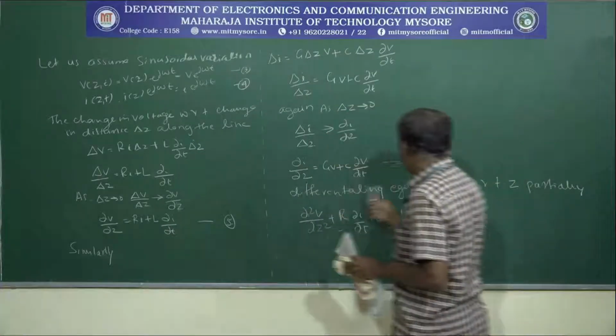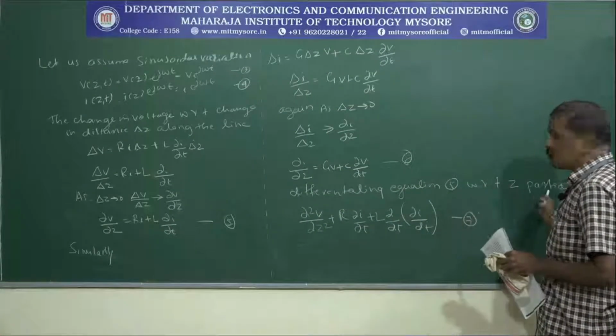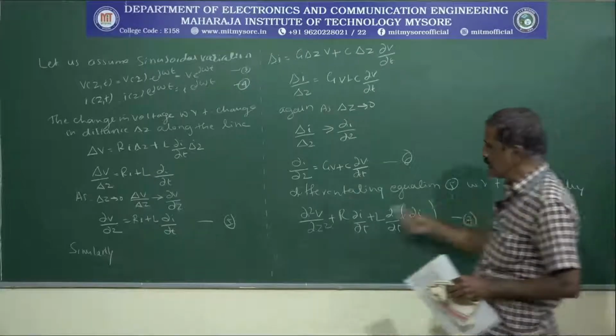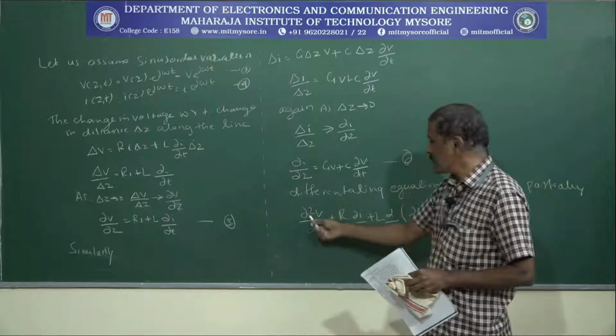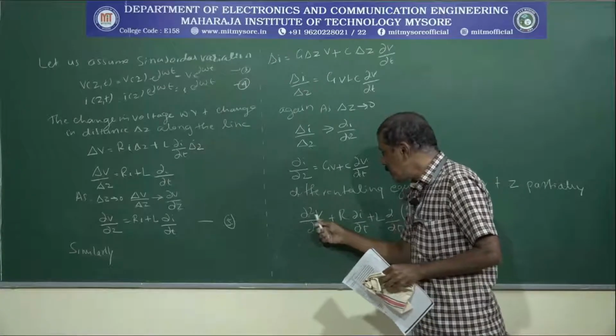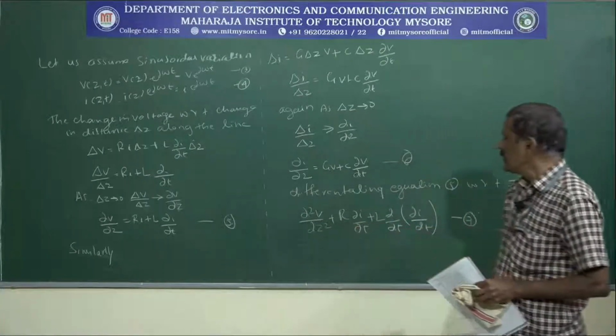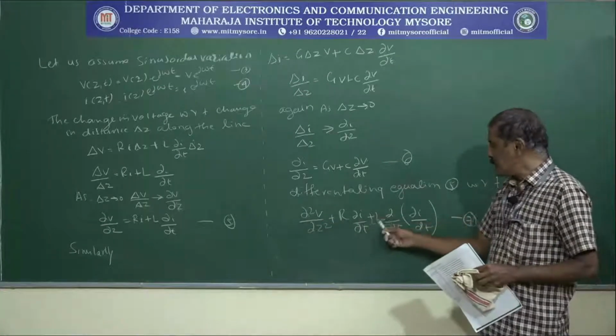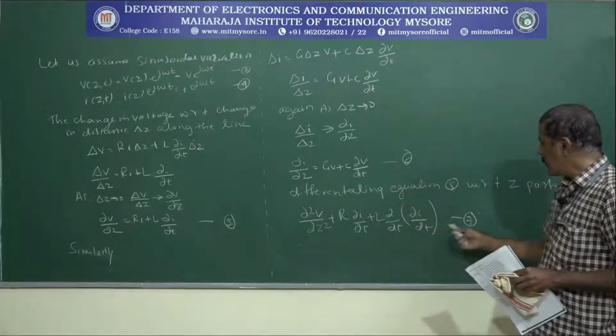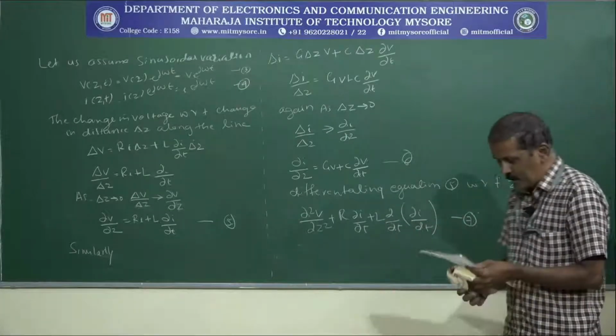We will differentiate equation 5 with respect to Z partially. Then the partial differentiation of this equation is given by dou square V by dou Z square equals R into dou I by dou t plus L into dou by dou t of dou I by dou t. Let us call it equation number 7.